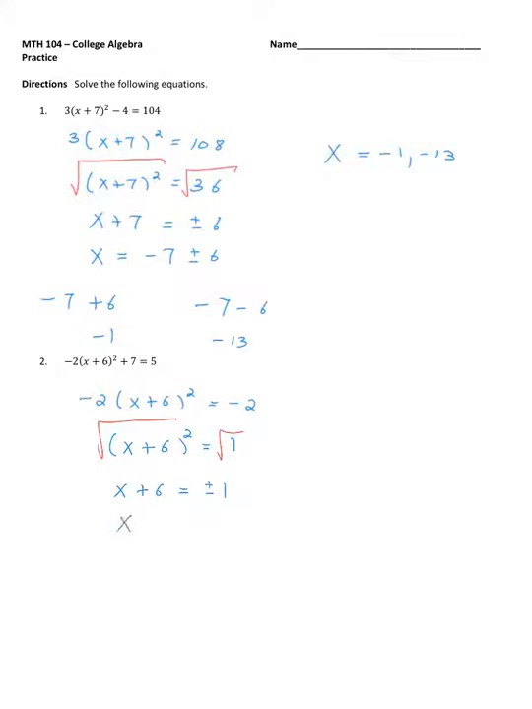After I subtract 6, I get negative 6 plus or minus 1. That means my solutions are negative 6 plus 1, negative 5, but also negative 6 minus 1, which is negative 7. Those are the 2 solutions to this equation.